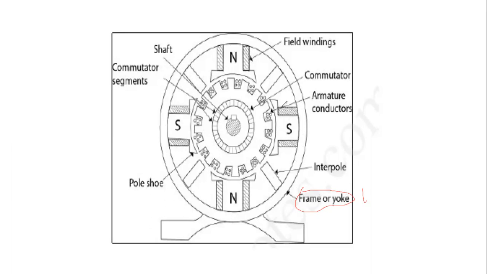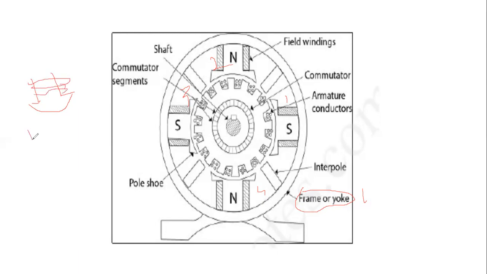Next, the second part is the pole. This is the total field system. This is the first field system, this is the second, this is the third, and this is the fourth field system. Diagrammatically, the field system is like this. Coming to the second part, that is the field system.